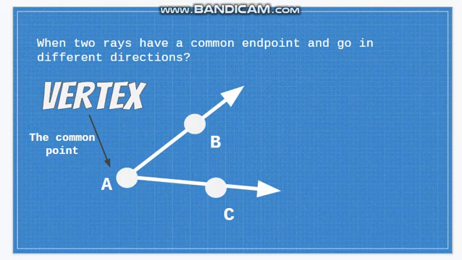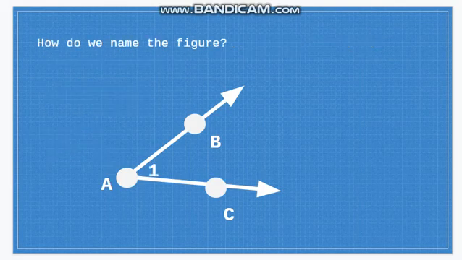Okay, so our next big question is, how do we name this thing right here? And if you would just drop a 1 down there between the two rays, that would be very helpful for what we're about to do. So naming things is important, because if we don't name them properly, then we haven't told whoever we are communicating with exactly which part of a figure we're talking about. So it's very important that we make sure we name our angles properly.